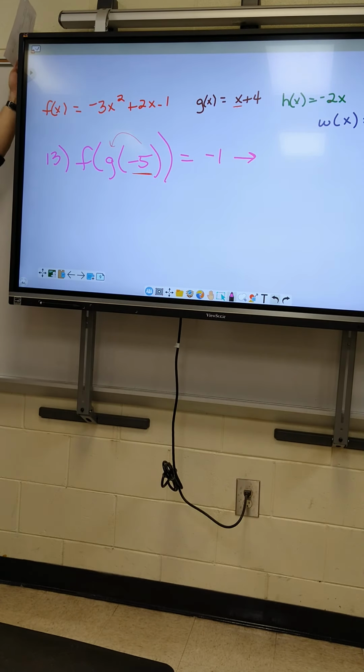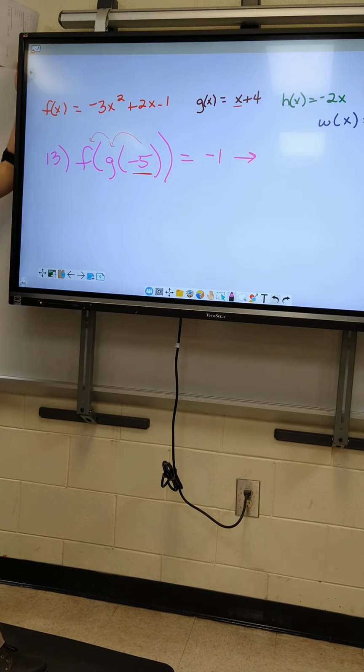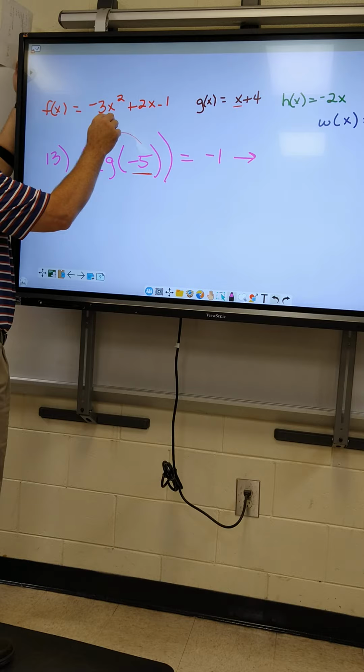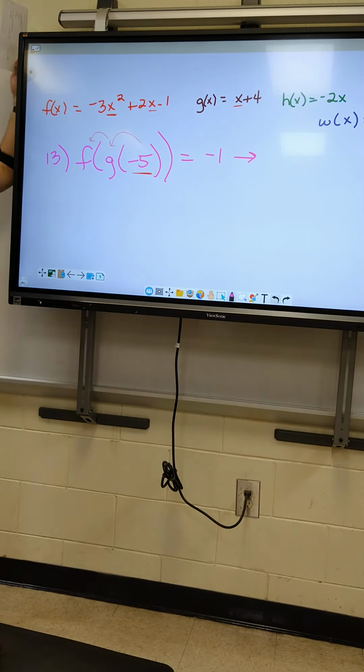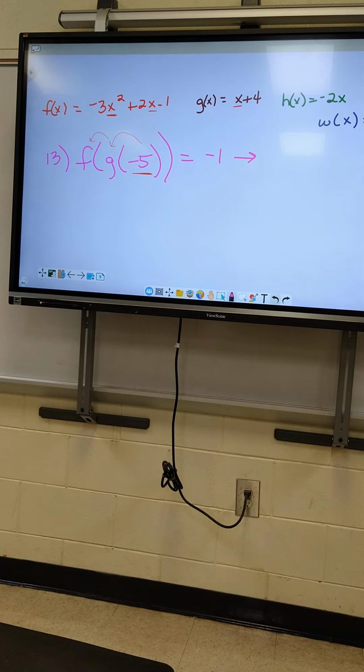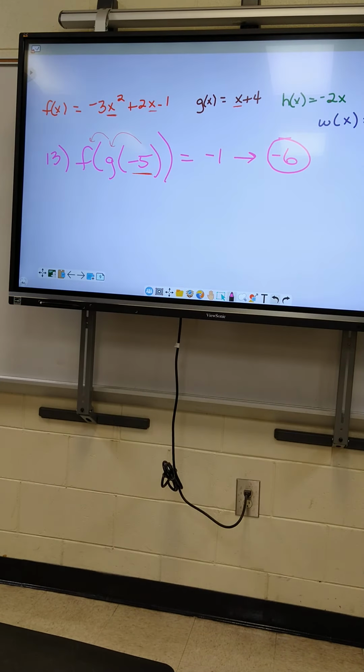Now what do? Take the -1 and plug it into F. All right, this is where you're definitely gonna have to use a calculator. Gotta plug -1 in right there and right there. Do that real quick. -3, plug in -1 and square it. Plus 2 times -1 minus 1. All right, somebody check my answer. I got -6 on my calculator.